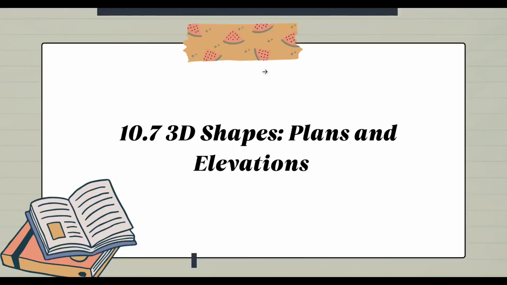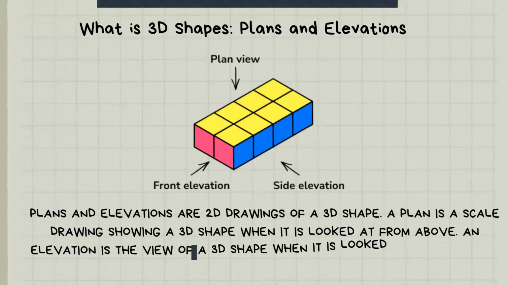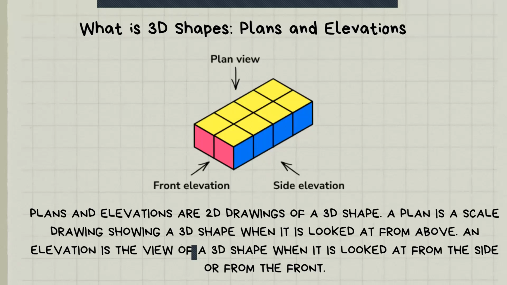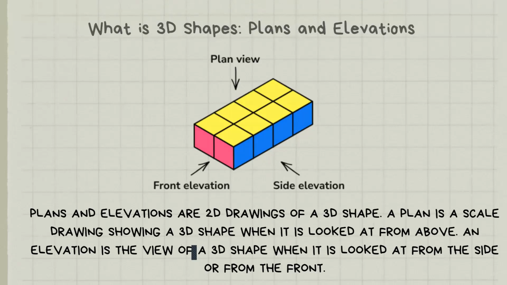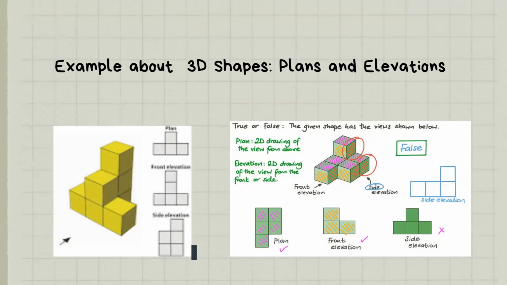10.7 3D shapes, plans, and elevations. What are 3D shapes, plans, and elevations? Plans and elevations are 2D drawings of a 3D shape. A plan is a scale drawing showing a 3D shape when it is looked at from above. An elevation is the view of a 3D shape when it is looked at from the side or from the front. Example about 3D shapes, plans, and elevations. These are the photos.